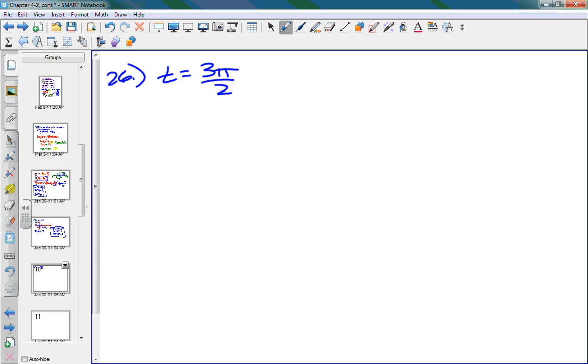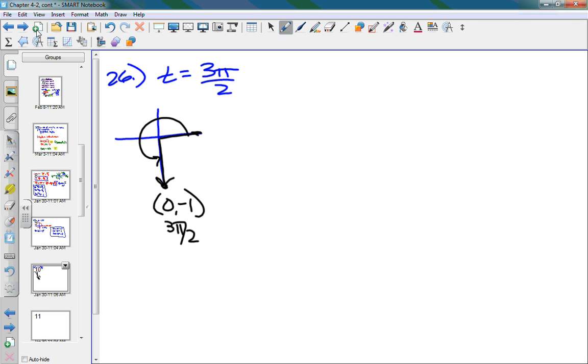Well, where is 3 pi over 2? Is that on my unit circle? Well, yeah, it's on my unit circle. More importantly, it's going to be the angle right here. Do we see that? So that's going to give me the point 0, negative 1, and that's going to be 3 pi over 2. So I need to find all my 6 trig functions.